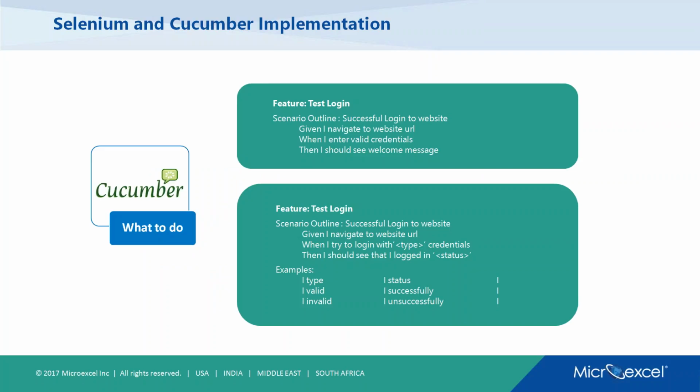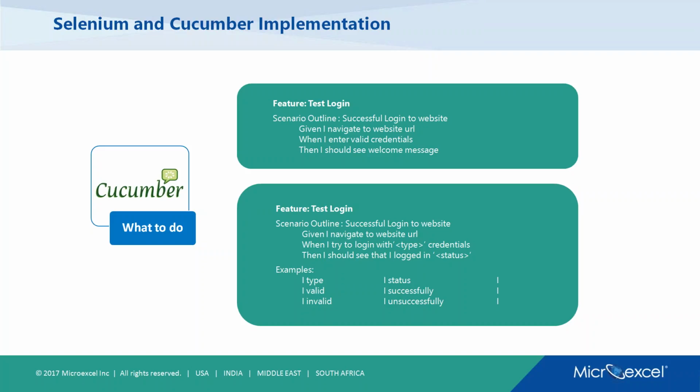I've taken an example here. As you can see, we have taken one feature called test login. This is how your business analyst will write your feature, or you can say a test case, in normal general terms. His scenario is that he wants to do a successful login to the website. Ideally he will say that I will navigate to the URL, I will enter the valid credential, then I should see the welcome message. This is more near to your business requirement flow.